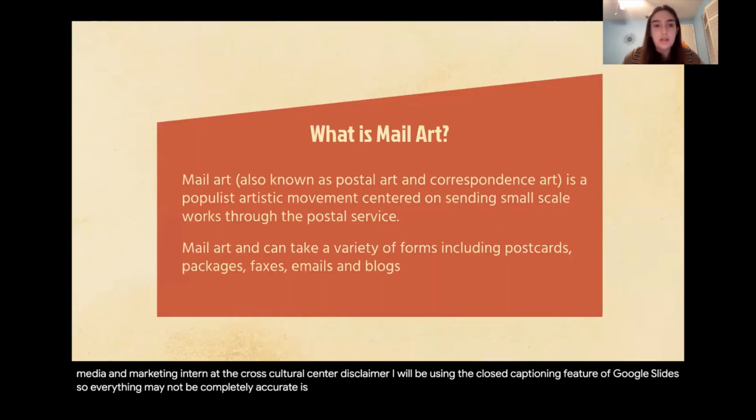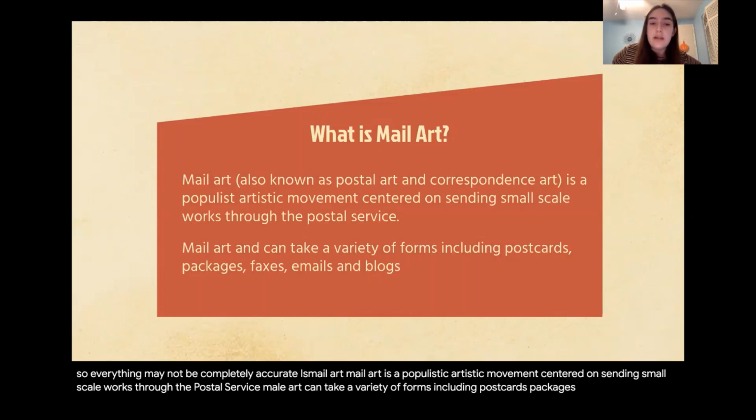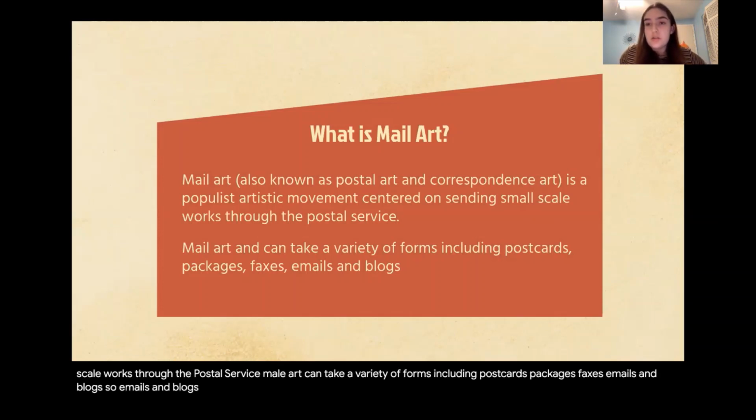So what is mail art? Mail art is a populistic artistic movement centered on sending small-scale works through the postal service. Mail art can take a variety of forms, including postcards, packages, faxes, emails, and blogs. So emails and blogs are a more modern conception of the mail art movement because when mail art was created, there was no internet. So this is a more modern take on mail art.